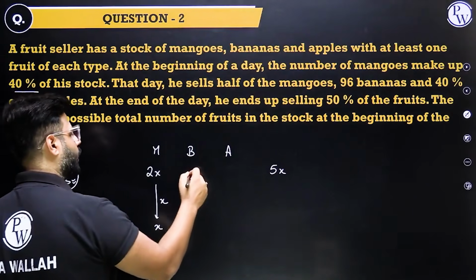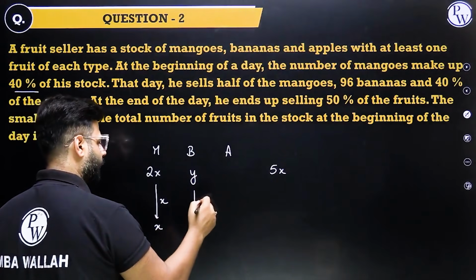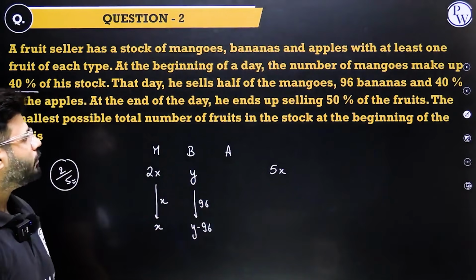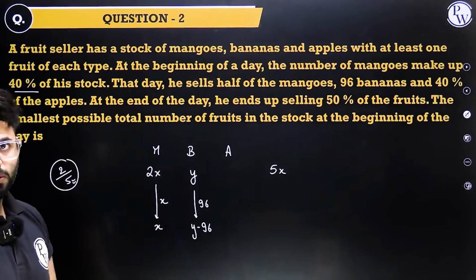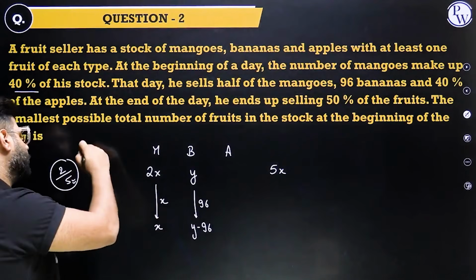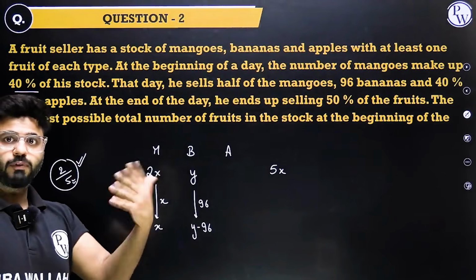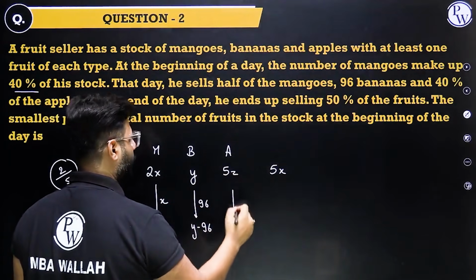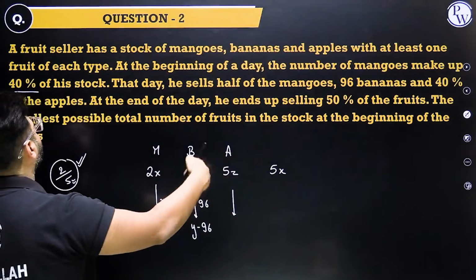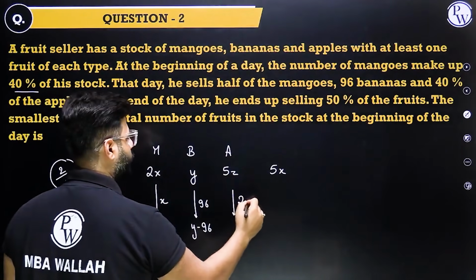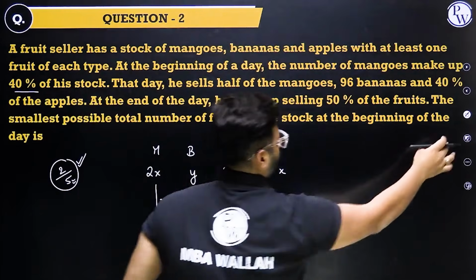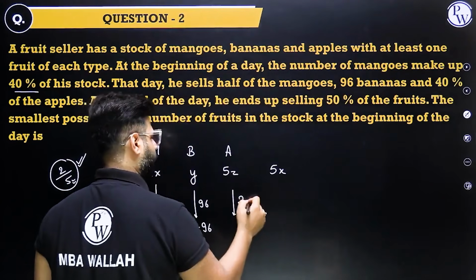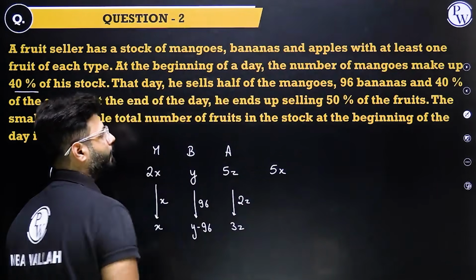96 bananas, I don't know what they were, so I'm assuming them to be y. 96 sold, now you're left with y minus 96. And 40% of the apples were sold. So again, 40% simplified ratio is 2 by 5. So 2 by 5 of the apples. So assume apple to be 5z, so that 40% can come out. So now 40% of them were sold. So 40% means 2z, right? Not x, my bad, z, right? 40% of 5z, remaining 3z.